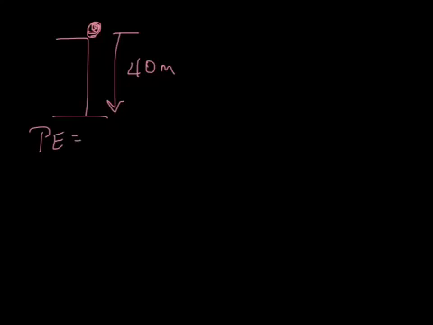So let's look at another one. Let's say we have an edge of a building or cliff, and we have a rock on it. And let's say this is 40 meters tall. Okay. And we know our potential energy is 30,000 joules. What is the mass of the rock?